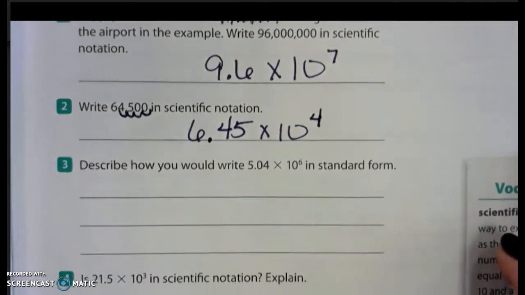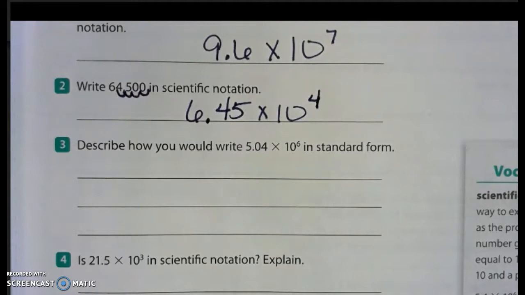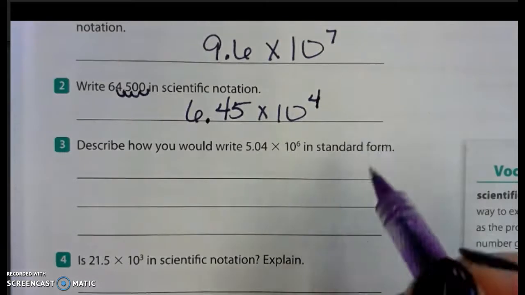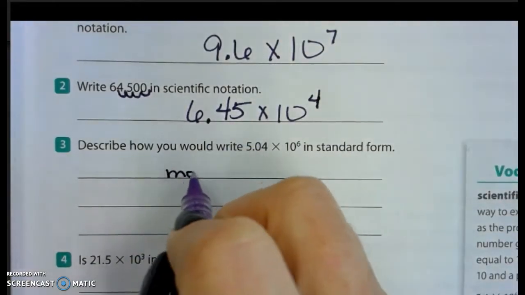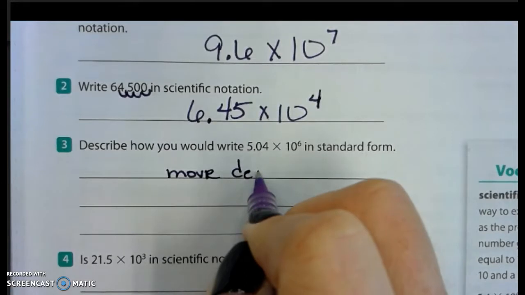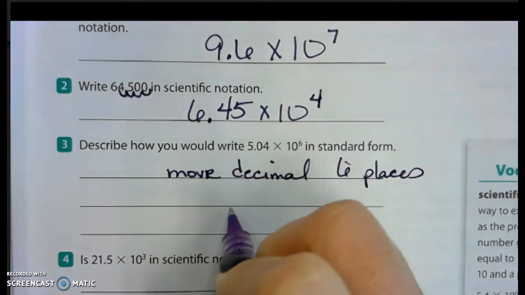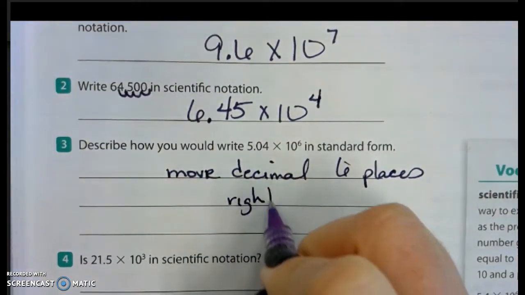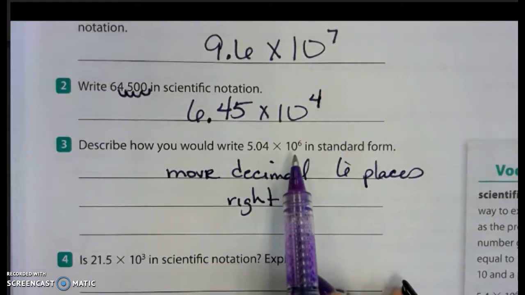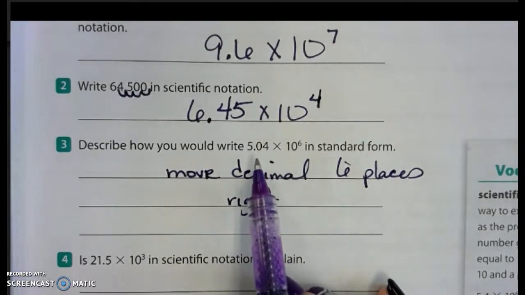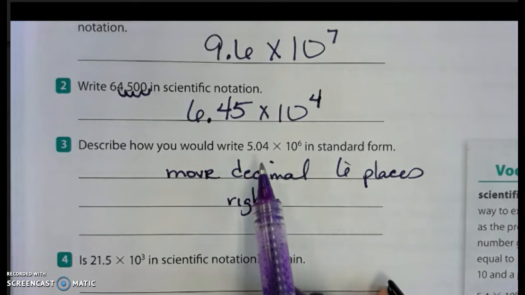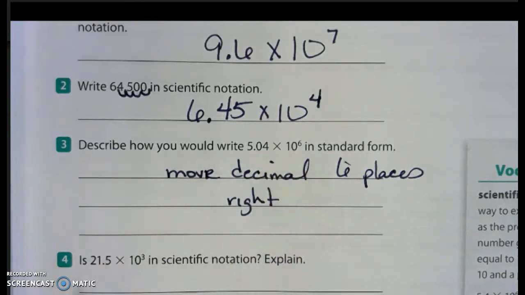Number 3, describe how you would write 5.04 times 10 to the 6 in standard form. They did not ask you to put it in standard form. They asked you to tell them how to do it. So what I would be doing is I would move my decimal 6 places right. And the reason we're going to the right is because a positive 6 makes your constant 6 place values bigger. Okay, we're going 6 place values bigger.